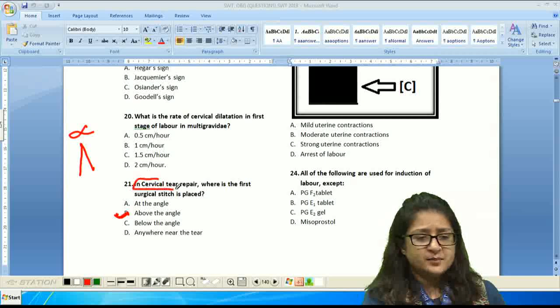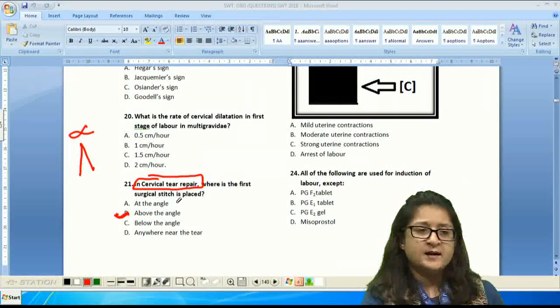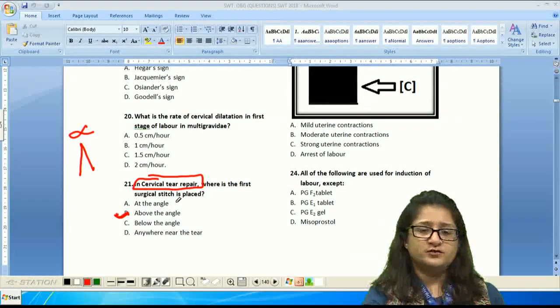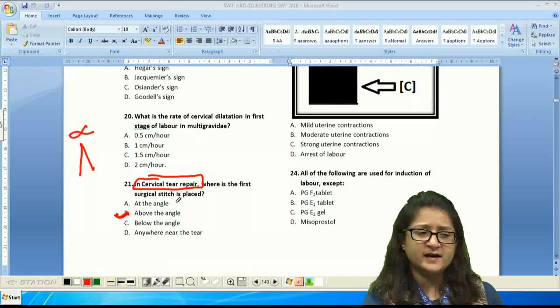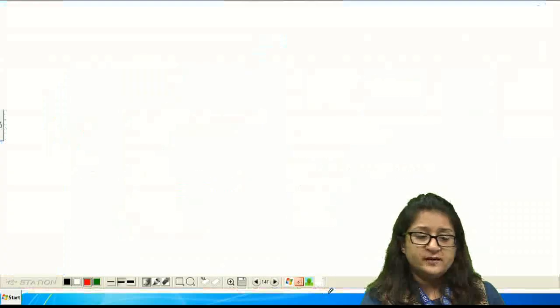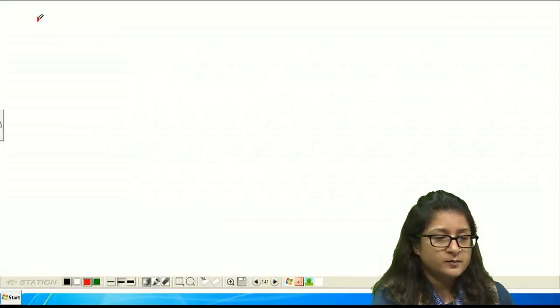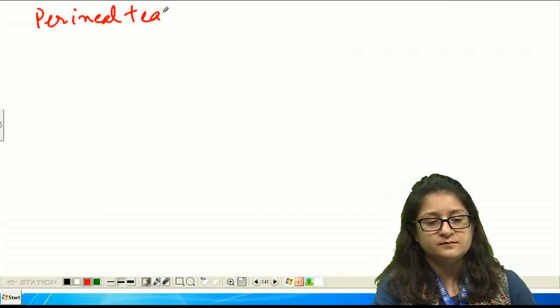So cervical tear repair, let me just talk about what is the important thing here. Cervical tear needs to be repaired only and only if it is bleeding, okay? Because cervix is an area where if you take a number of sutures, then ultimately we're going to just keep applying sutures and sutures. So cervical tear needs to be repaired if it is actively bleeding. Other types of perineal injuries, we are going to talk about perineal tears during delivery.